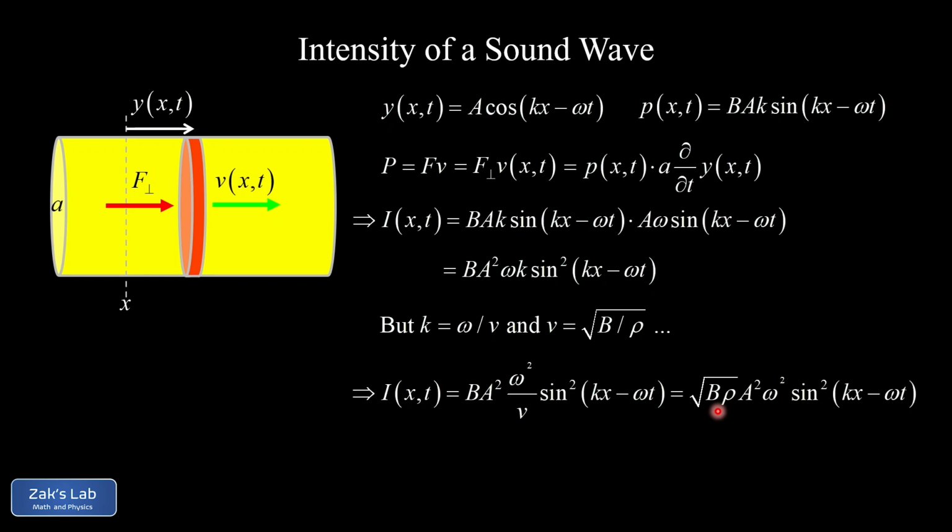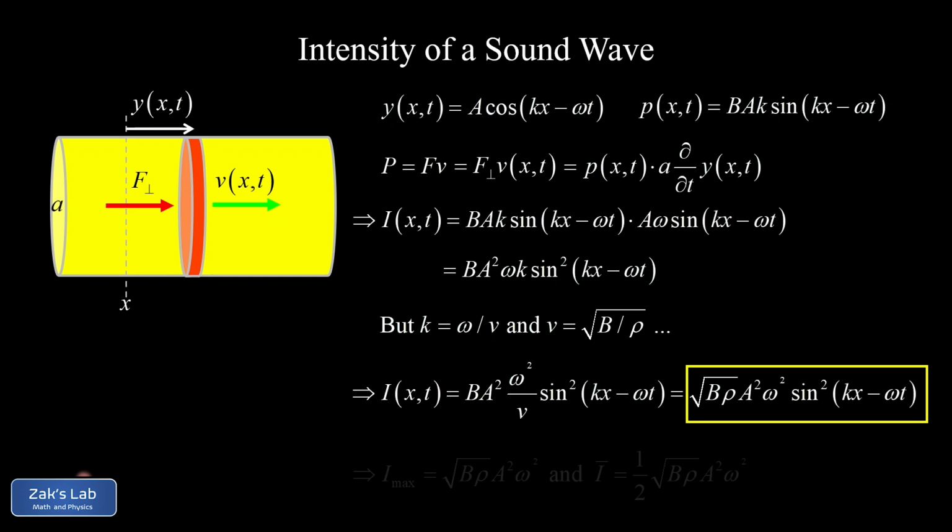Now, one important note here is that this intensity is proportional to the square of the displacement amplitude, and that should be familiar. It's the same thing we saw with energy delivered by a one-dimensional wave on a string. So there's our intensity as a function of position and time being delivered by this sound wave, but we're particularly interested in finding an expression for the average intensity. And along the way, we'll find an expression for the maximum intensity. So that's just the amplitude of that function. So square root of B times rho times A squared omega squared.